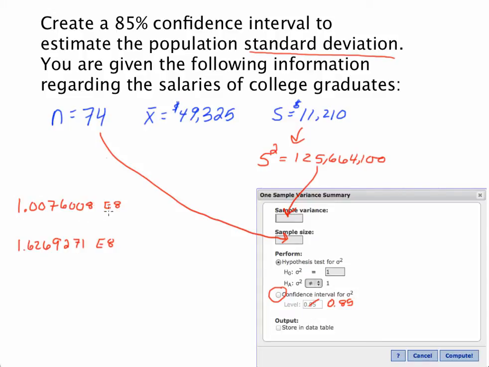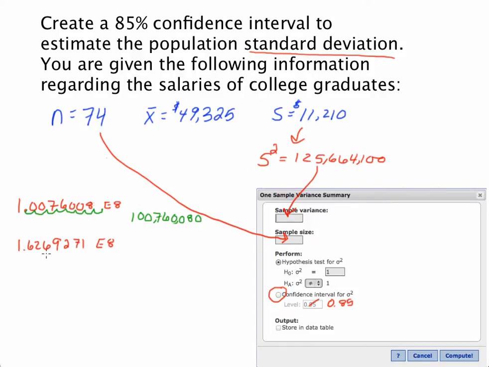Again, the scientific notation is telling me how many times I need to move the decimal point. So I'm going to move it 8 to the right. 1, 2, 3, 4, 5, 6, 7, 8. So what this number is going to be is 100760008, and then we have another 0 because that decimal point is moving one more time. So the lower bound is 100,760,080, and this is for the lower bound of the variance.